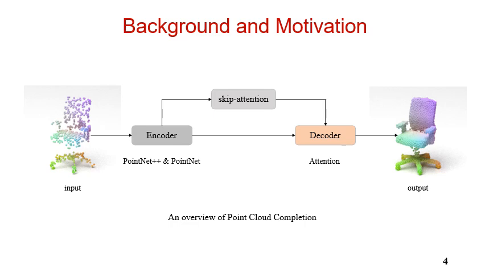This is an overview of the point cloud object completion. Normally, given the input incomplete point cloud, the encoder-decoder structure is designed to achieve point cloud completion. For the encoder, PointNet, PointNet++, and their variants are widely used to extract useful information from the input incomplete point cloud. For the decoder, an attention mechanism such as skip attention is used to recover the detailed complete point cloud.